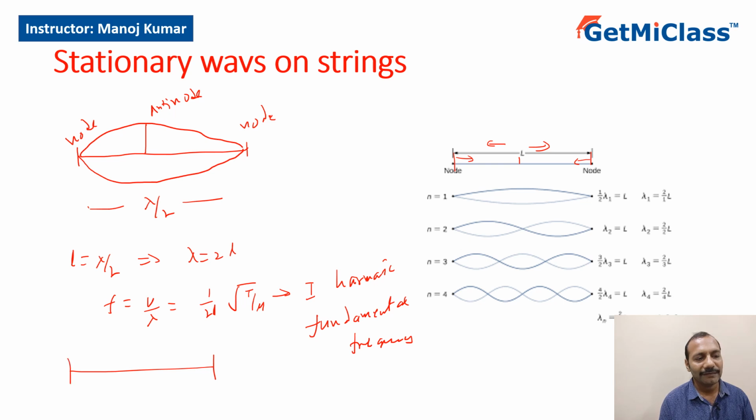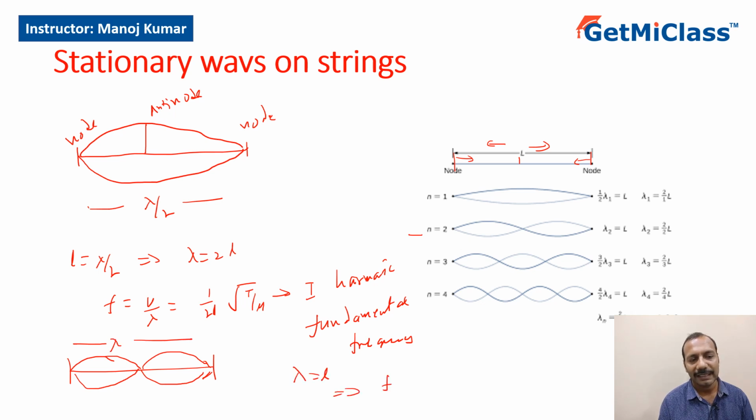I pluck it at 1/4 of, let's say, the length. Then I'll have an antinode at the point where I pluck, and I'll always have a node at the ends. So I'll get a wave like this, something like this, n equal to 2. So in that case, what will happen? I'll have this whole as lambda. So I'll have lambda equal to L.